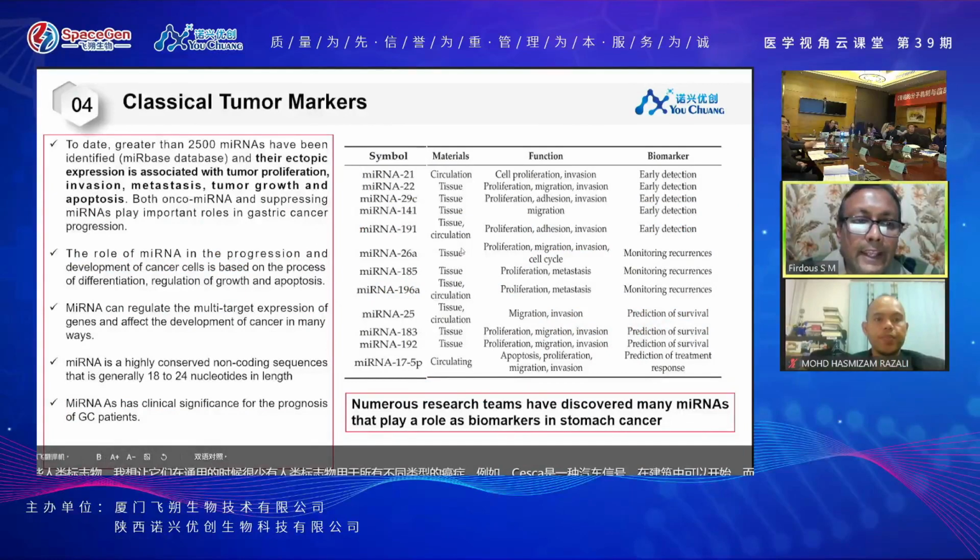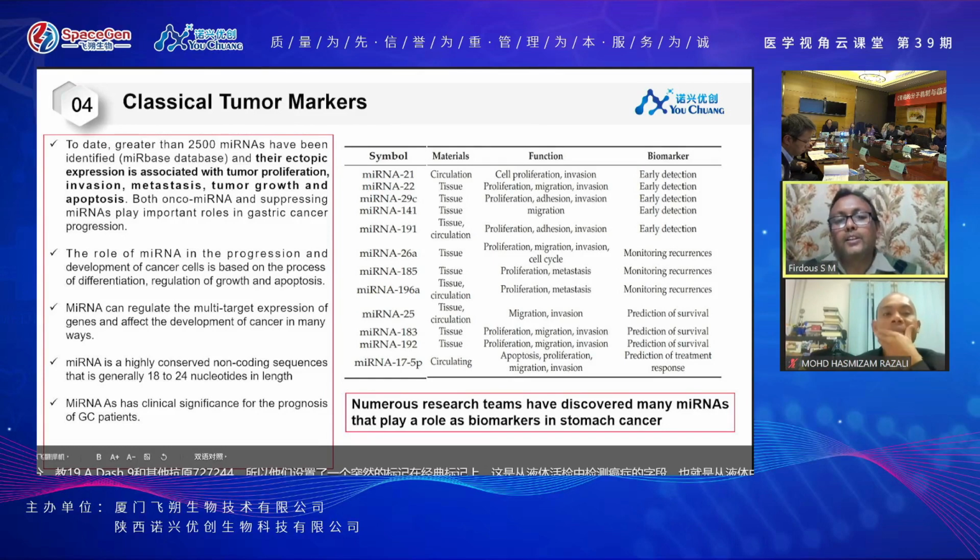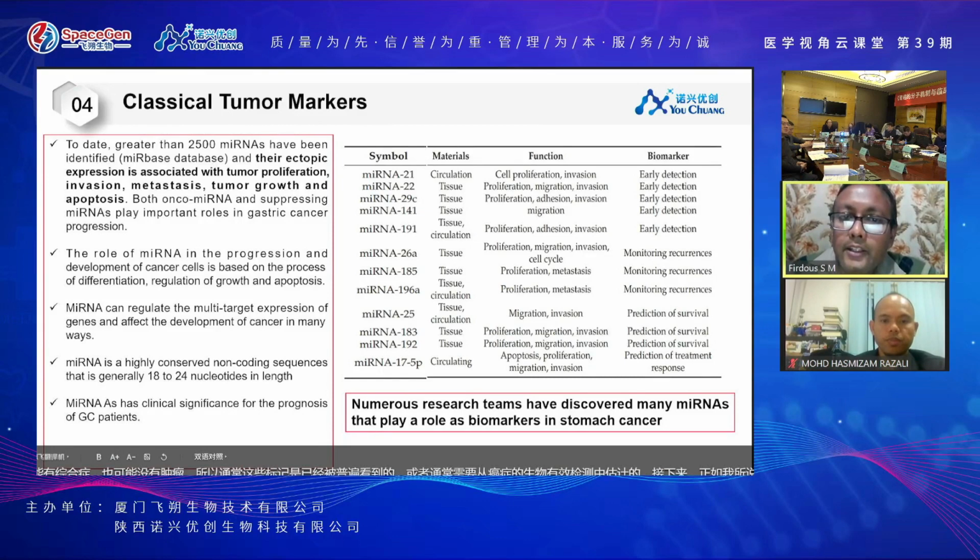So as I said, the miRNA is one of the influencing markers. Here in this table, several miRNAs are shown, like miRNA 21, 22, 29C, 141. miRNA is the microRNA, a micro interfering RNA. They are hardly 20 to 25 nucleotides in sequence, and this can be used as a marker for early detection. Now early detection is very important.